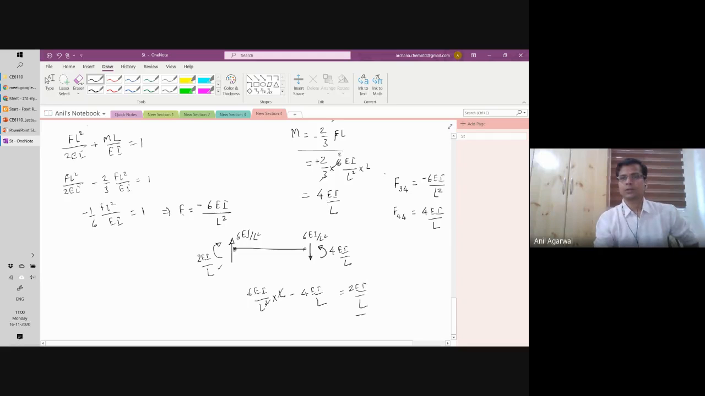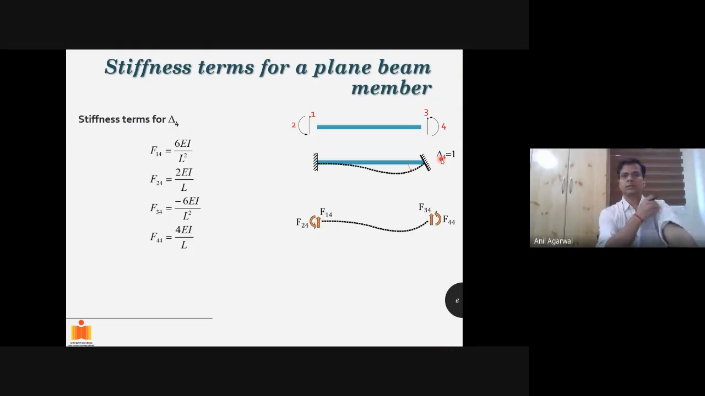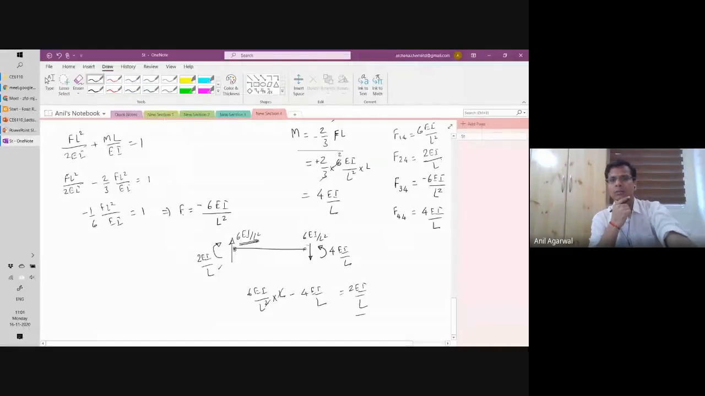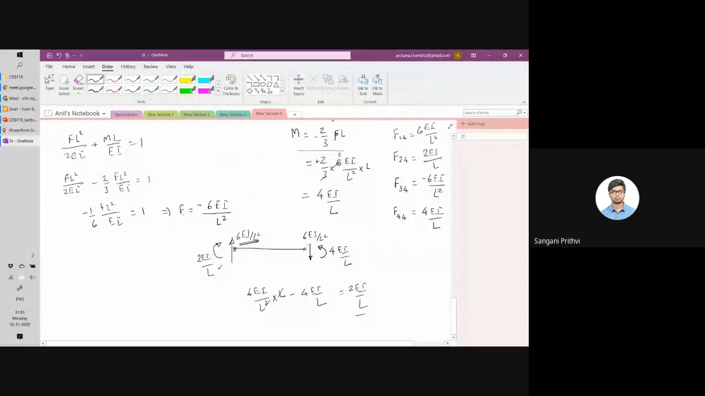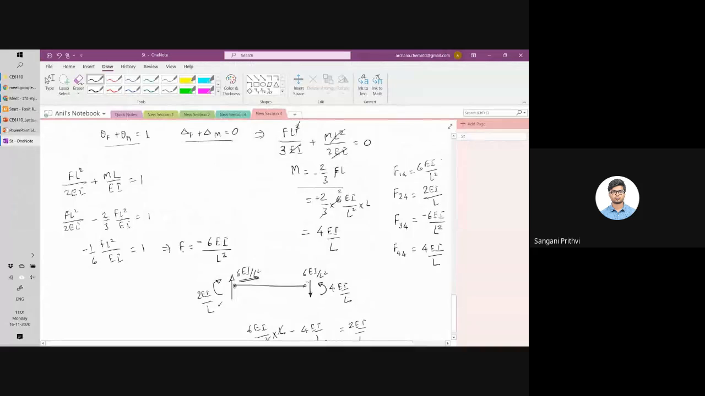So my F14 turns out to be this value, 6 EI by L square, in the upward direction. And F24 turns out to be in counterclockwise direction, so 2 EI divided by L. So it is 6 EI by L square, 2 EI divided by L, minus 6 EI by L square, 4 EI by L. Sir, 2EI by L should be in clockwise.